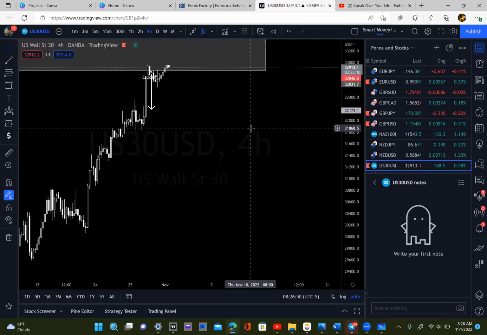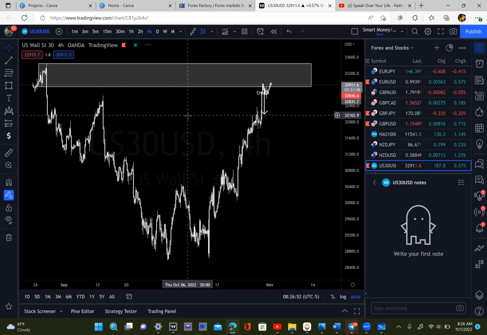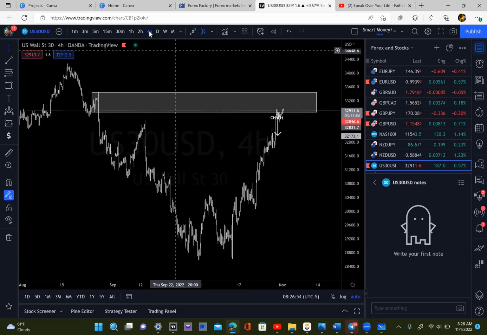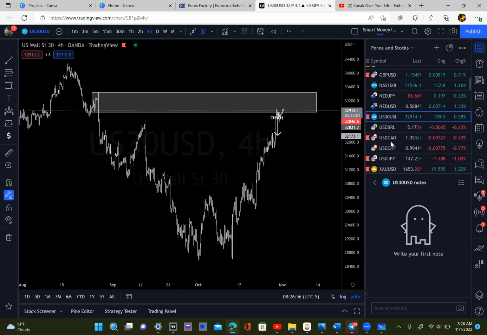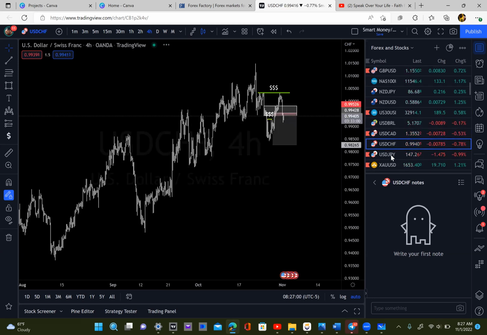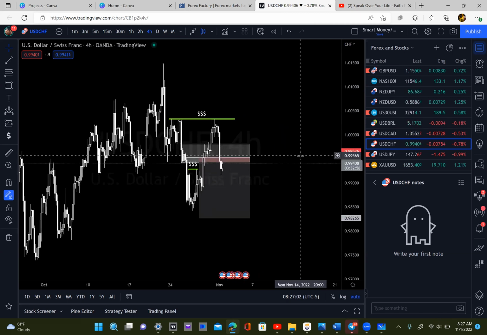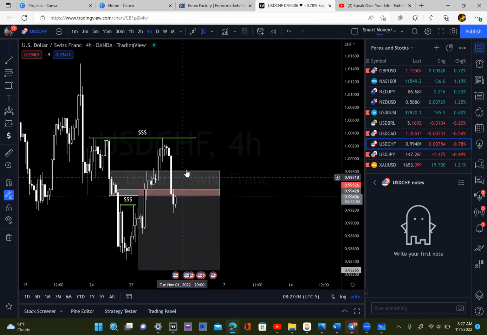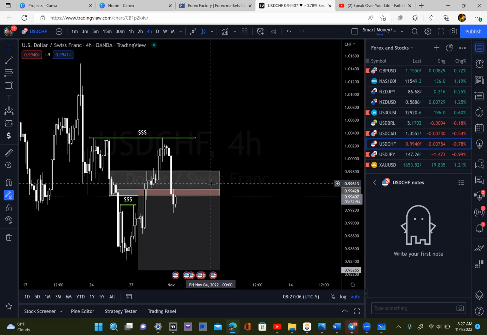US 30. US 30, one of my favorites. Looks like we might be ready to come down a little bit. All right. There's the CAD, you have the Chef, USD CHF. Now, see, I thought this was going to come down. Let me see. What did I see on here?